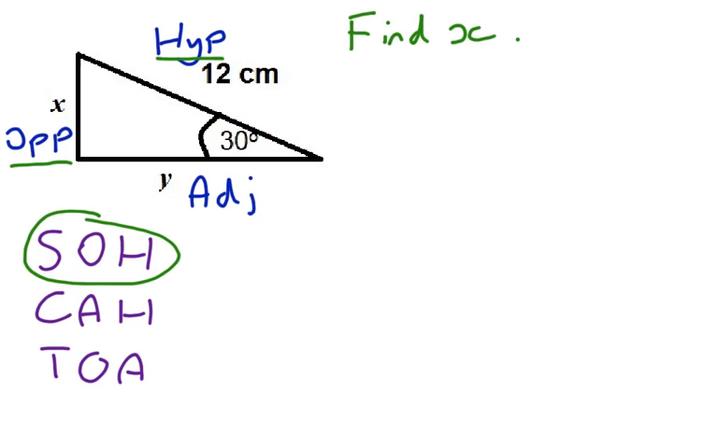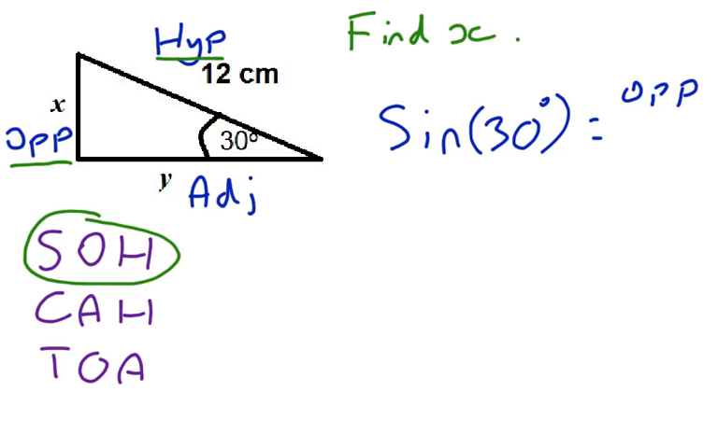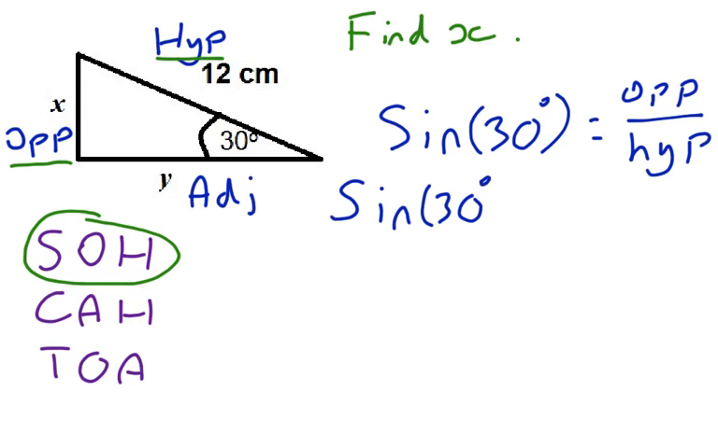And what this tells us is that sine of 30 degrees is equal to the opposite over the hypotenuse. So in this example, sine of 30 degrees is equal to x, our unknown, over 12.